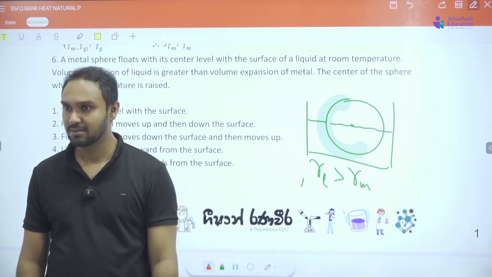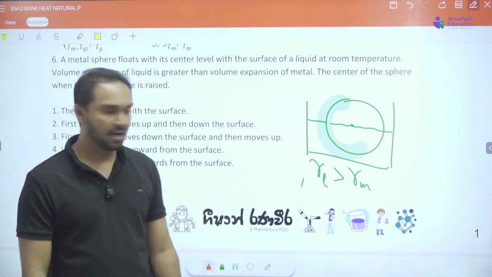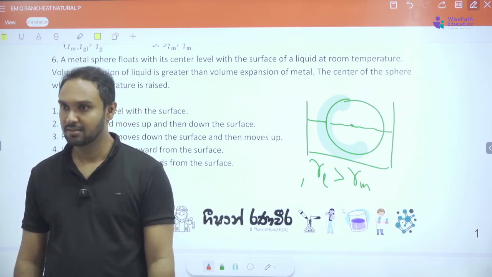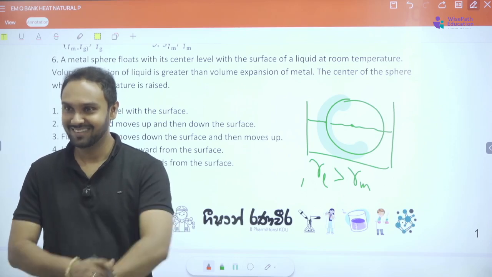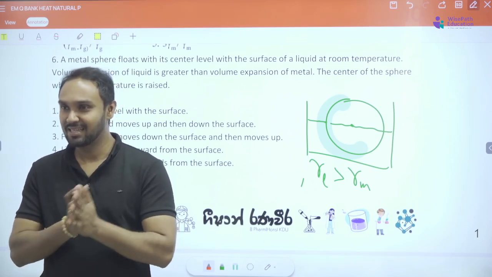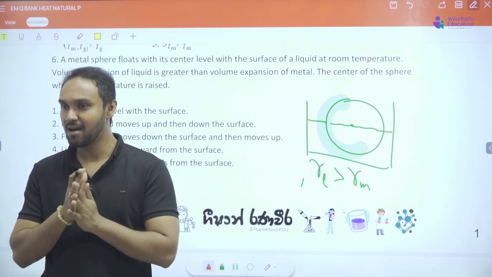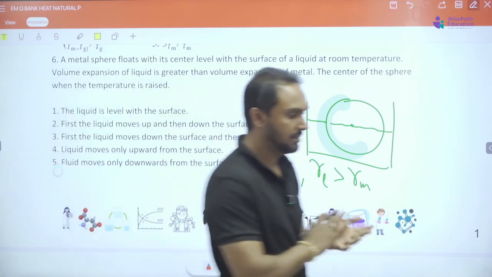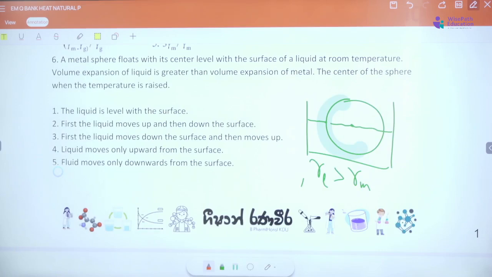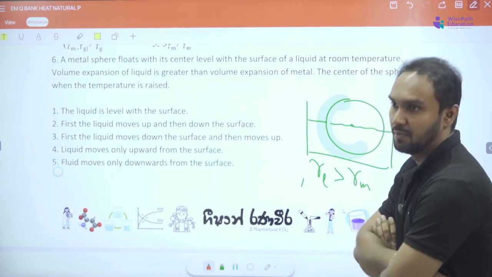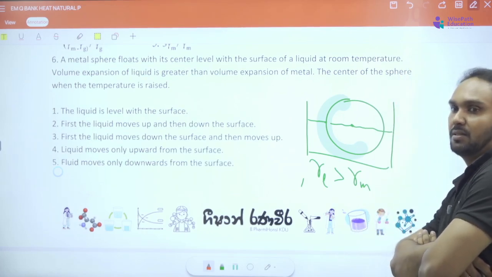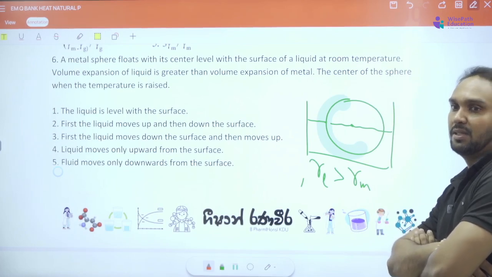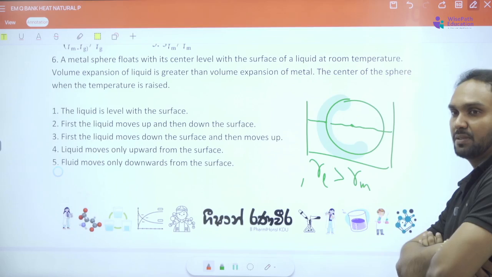Expansivity. Gamma L is greater than gamma M, right? So you have to find what will happen to the center when the temperature is increasing. What will happen to the center? Would it go down? Would it go up? Would it first go down and then go up, sort of a thing?